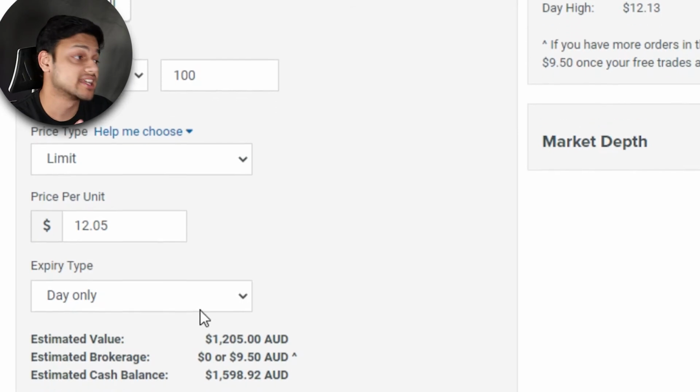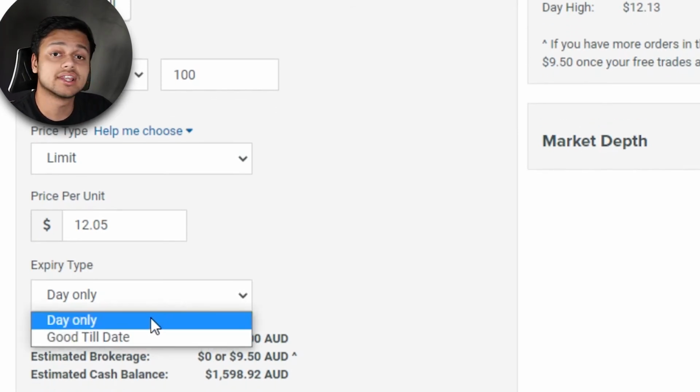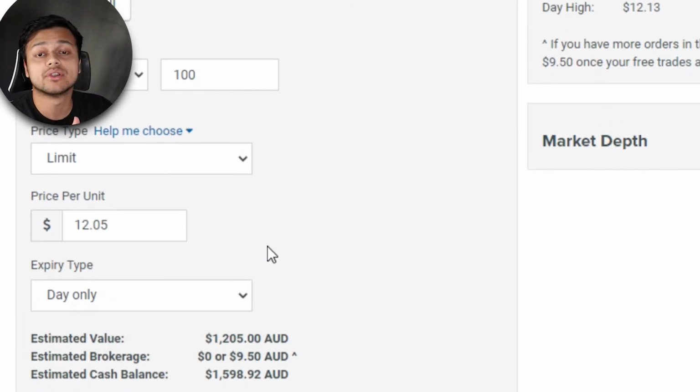Now let's move on to the expiry type, which is day only or good till date. Day only basically means that your order is going to last for that day only, and if your order does not get fulfilled, then at the end of the day, your order is going to be cancelled. So it means that on the next day, you will have to place a second order if you want to buy that ETF. Otherwise, the order is going to be wiped from the system.